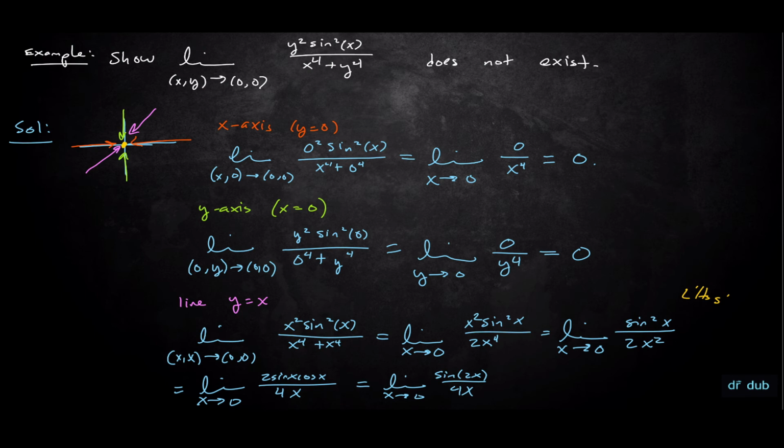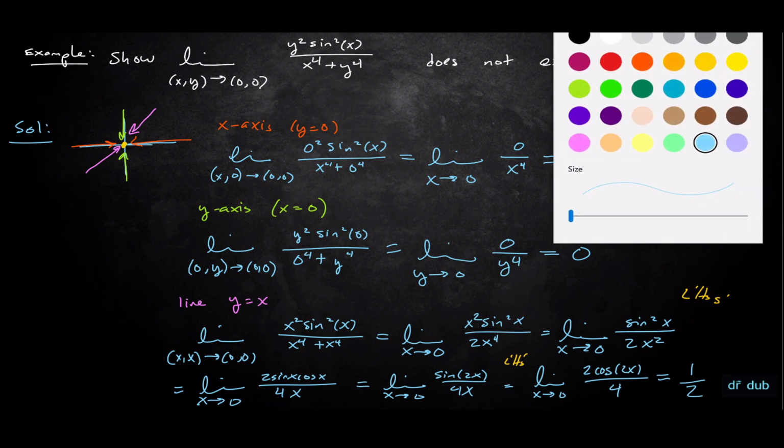And actually I still need to use L'Hopital's one more time because I still have 0 over 0. So L'Hopital's again, it's going to be the limit as x goes to 0 of 2 cosine 2x over 4. And now plug in 0 because it's a continuous function. I get 2 times cosine of 0, which is 1, so 2 over 4, which is 1/2. Aha, I've got 0 along the x-axis, but 1/2 along the line y equals x.